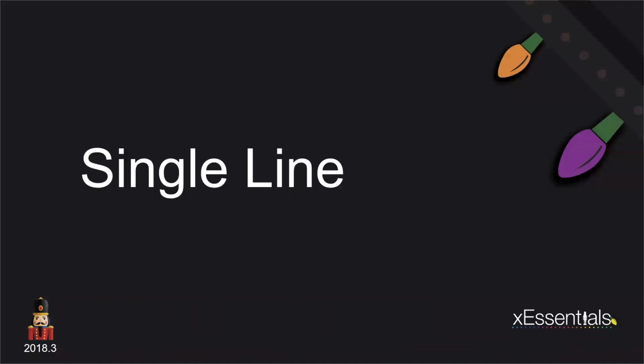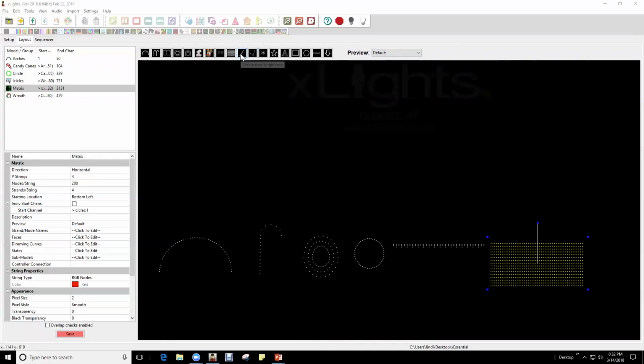So the next thing I'm going to talk about is single strand. And I think just to save some time, I'm going to talk about the polyline at the same time with it. They're very similar, but very different at the same time. So let's get back over to xLights. The single strand is this one right here. The polyline is right next to it.